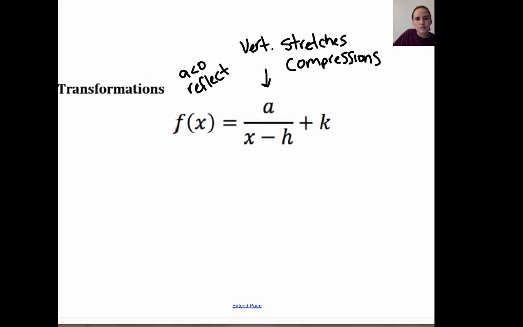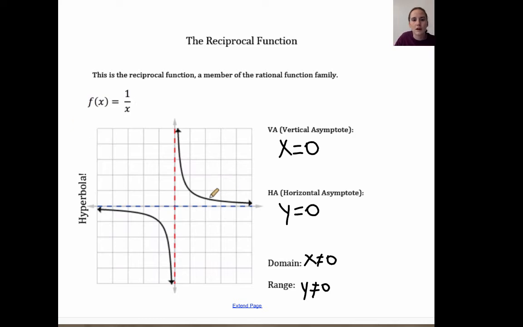Now I'm going to go back to this slide here for just a second. If we were to reflect, imagine reflecting both parts here over the x-axis. Well, that would turn into something that looks similar. I know that's horrible, but it would look similar to this if I reflected over the x-axis.